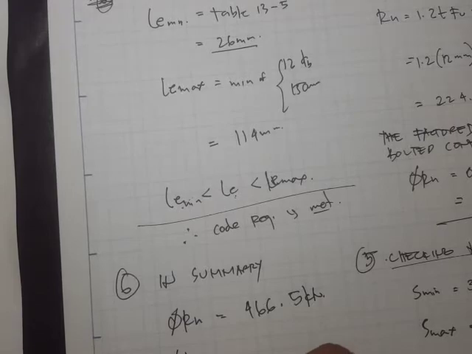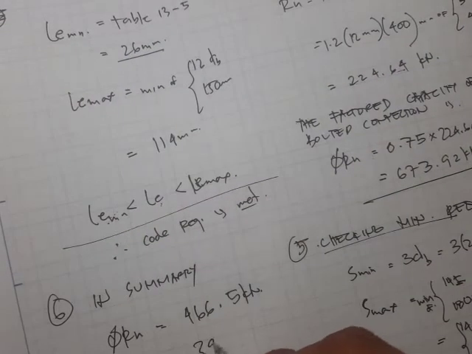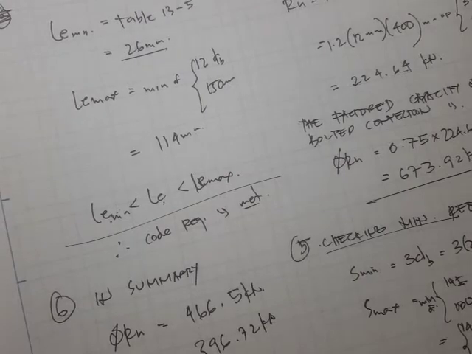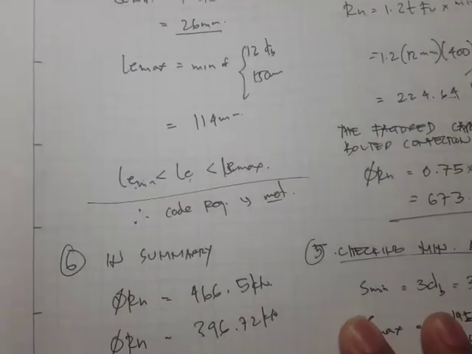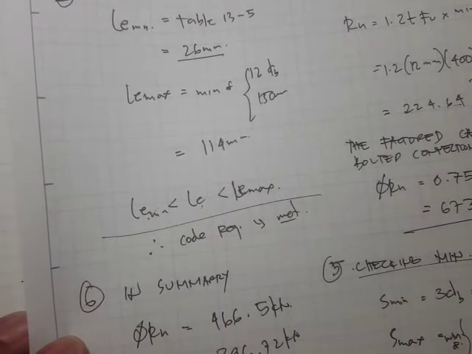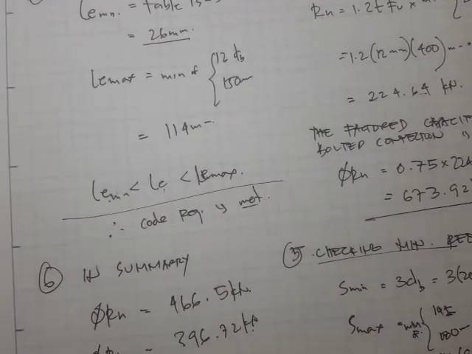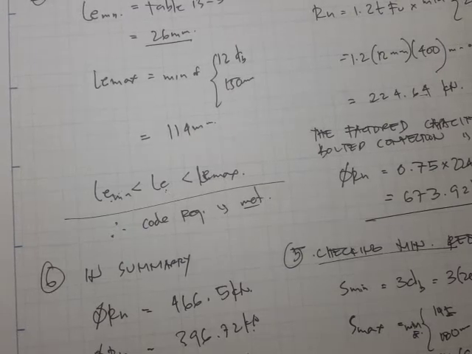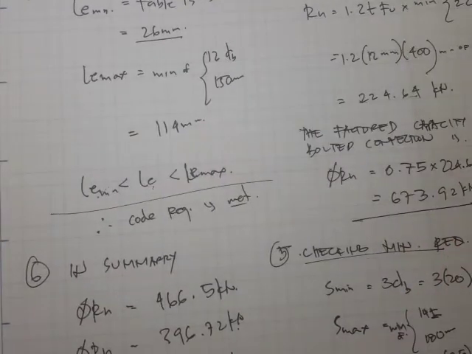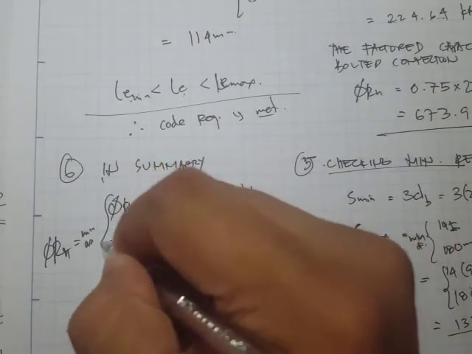and then the bearing capacity of the plate, that's 396.72, and then another bearing capacity, but that's the bearing capacity of the gusset plate. This one is the bar, and that's 673.92 kilonewtons. Okay, so our governing capacity would be the minimum of the three.